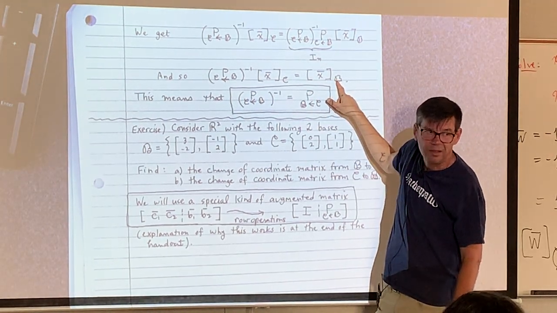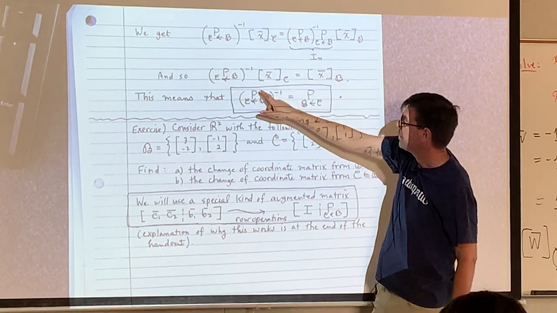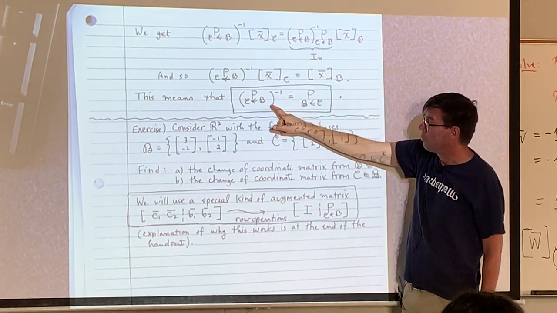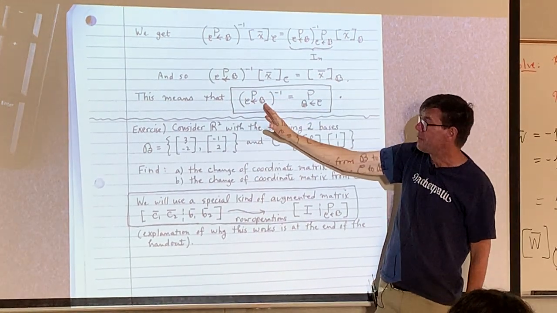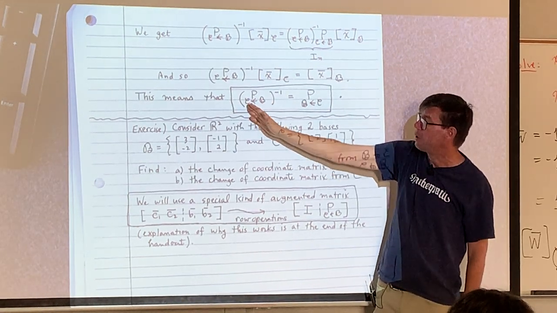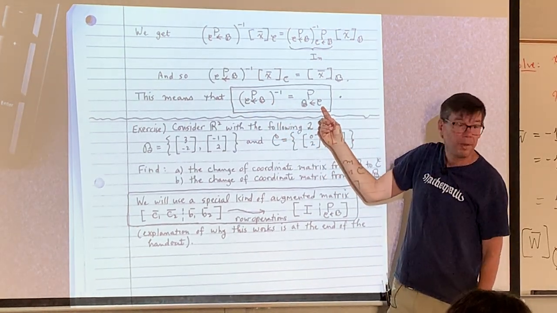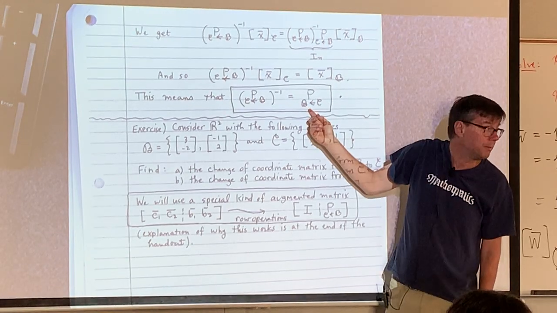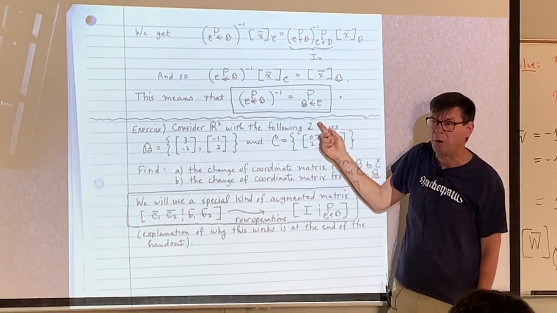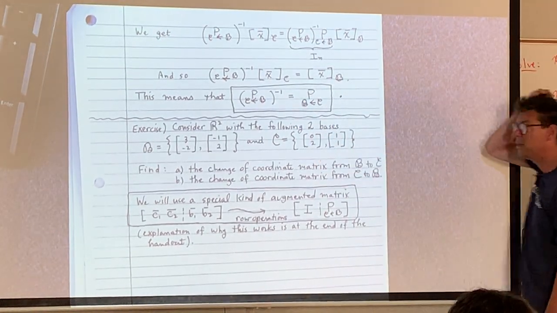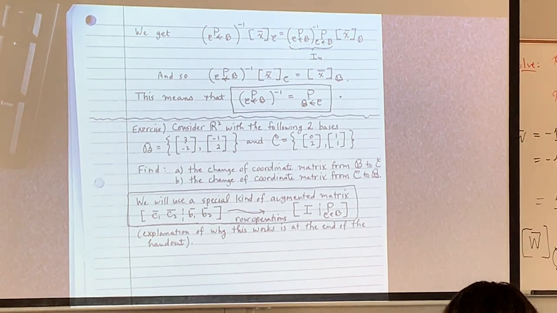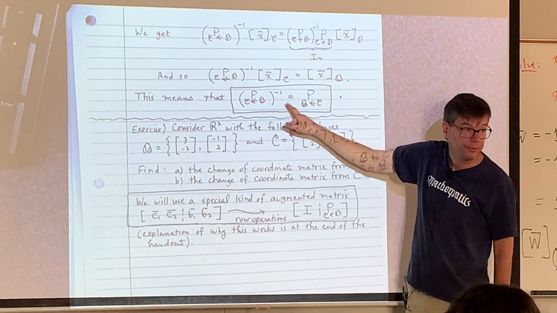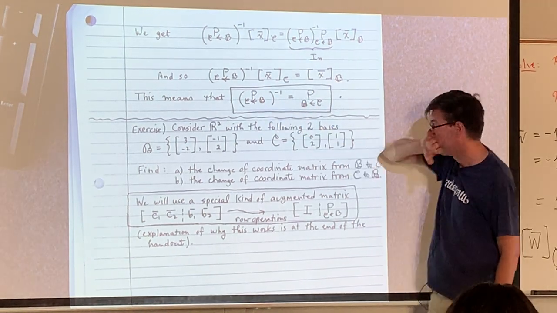This isn't very exciting. We would have expected this to happen, I think. In other words, the inverse of this P matrix that converts B coordinates to C coordinates is the matrix that converts C coordinates back to B coordinates, which is sort of just what we want, right? The inverse of that, we'd like to do the reverse operation. So this is an important relationship for you guys to know, all right?